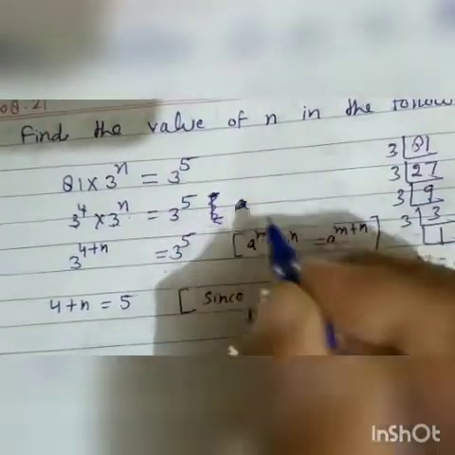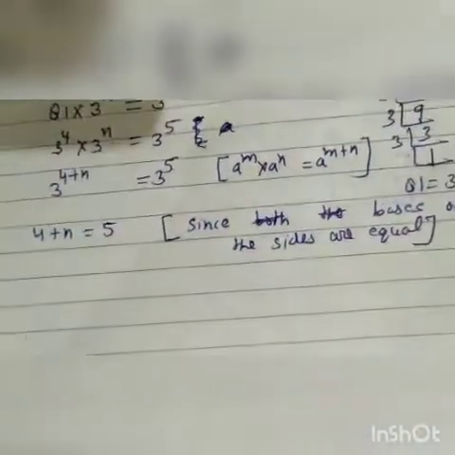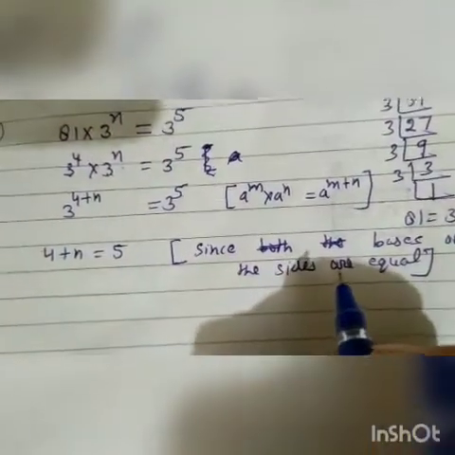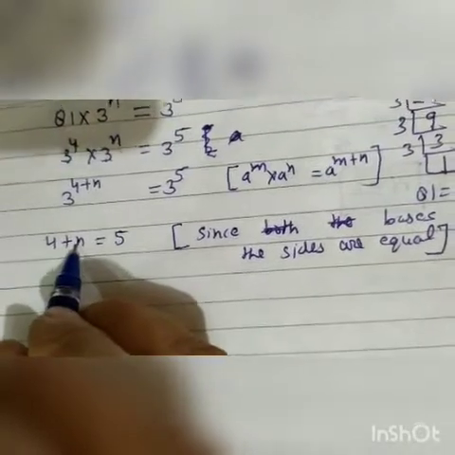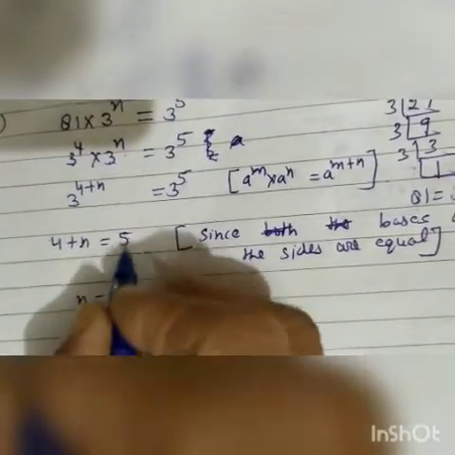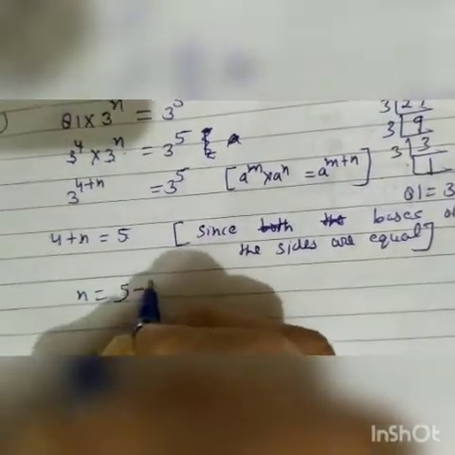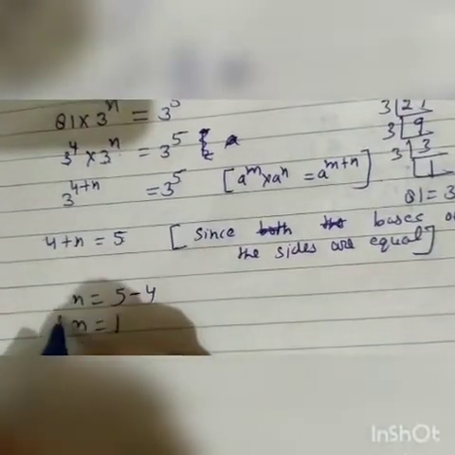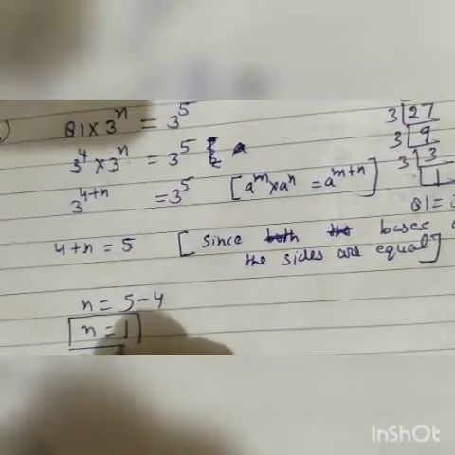Students, in the previous class I told you it is a must, you have to write which law you are using. So 4 plus n is equal 5, then n is equal 5 minus this 4, n is equal 1. So value of n is equal 1.